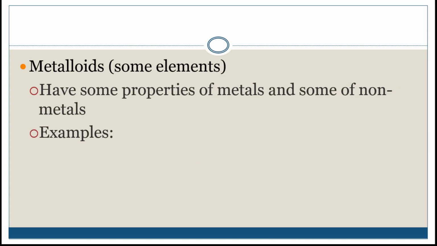Metalloids. These are the ones that have some properties of metals and some of non-metals. And I'm going to show you where they are as a picture. If you look at that staircase, you guys see that staircase on your periodic table, that big thick black line? The metalloids are, look up, those ones.